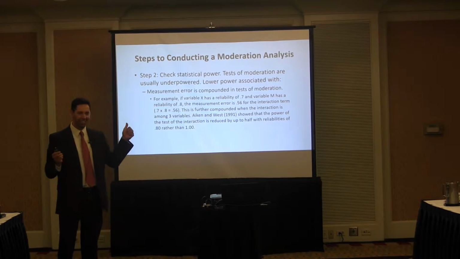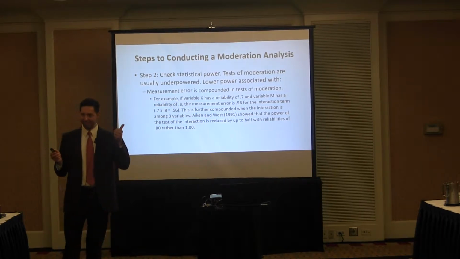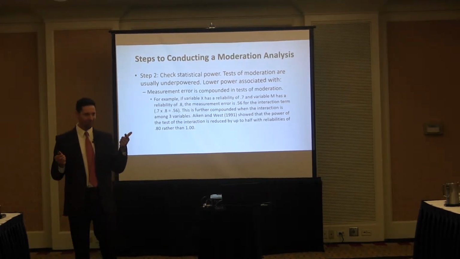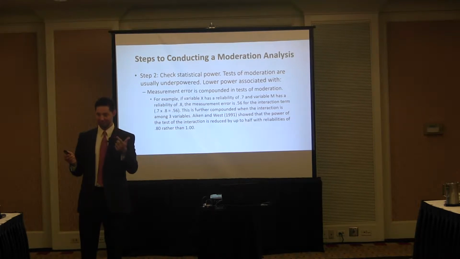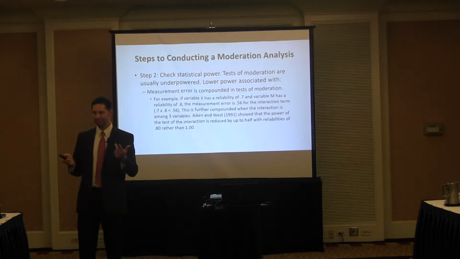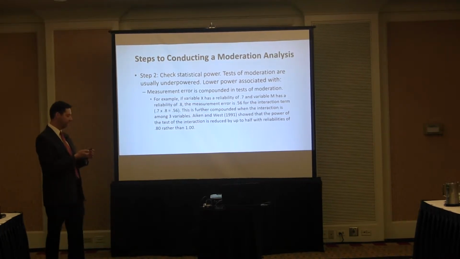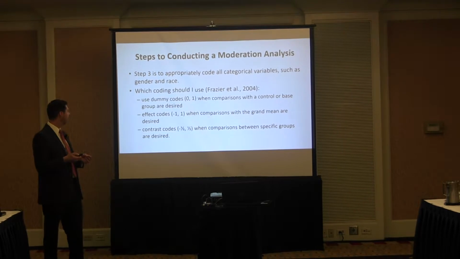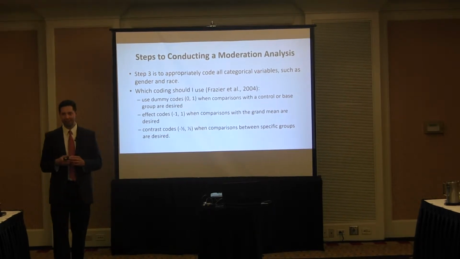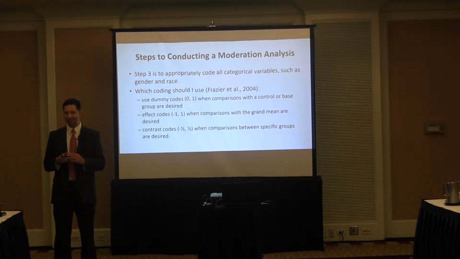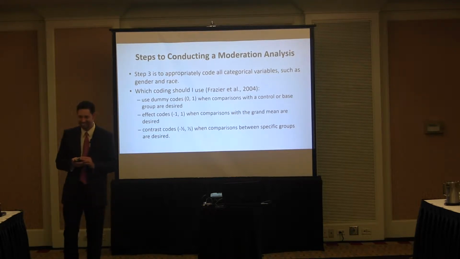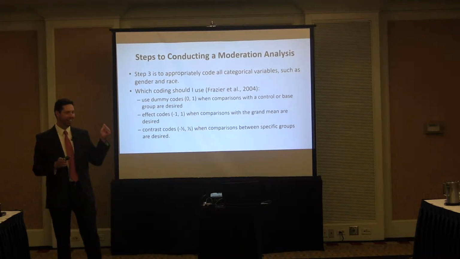All right, everyone clear on step 1, theoretically, does it make sense? Step 2, do we have enough power? That would be sample size, which is really one of the very biggest pieces. Our measurement precision is another really big one. All right. Step 3, appropriately code all categorical variables. This happened a handful of times this semester. It happens every semester. So don't feel bad if this was you.